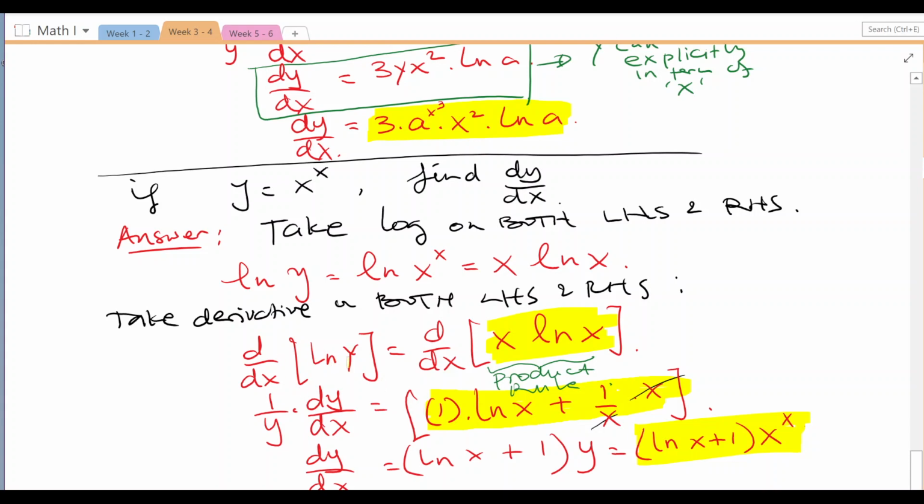So the derivative of ln y here is 1 over y times dy/dx, and the derivative of the right side is this one. Therefore we get dy/dx equals ln x plus 1, because the x cancels, multiplied by y, and the value of y equals x raised to the power of x. So it equals ln x plus 1, times x raised to the power of x, by substituting the value of the function of y here. Okay, that will be it for now.